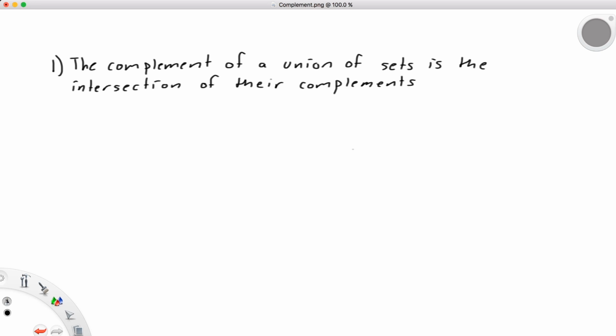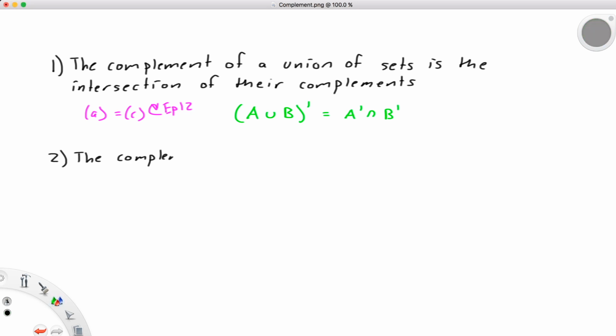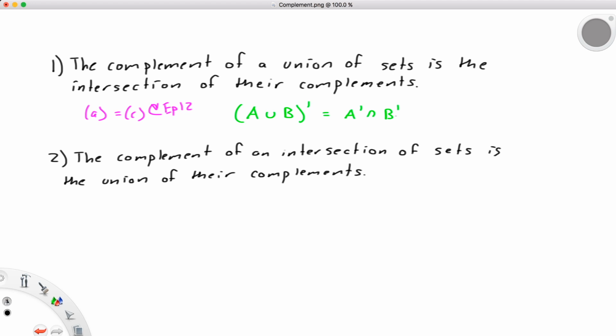Number one, the complement of a union of sets is the intersection of their complements. This is why parts A and C were equivalent, and we can write this symbolically as the complement of A union B equal to A complement intersect B complement. Number two, the complement of an intersection of sets is the union of their complements. This is why parts B and D were equivalent, written symbolically as the complement of A intersect B is equal to A complement union B complement.